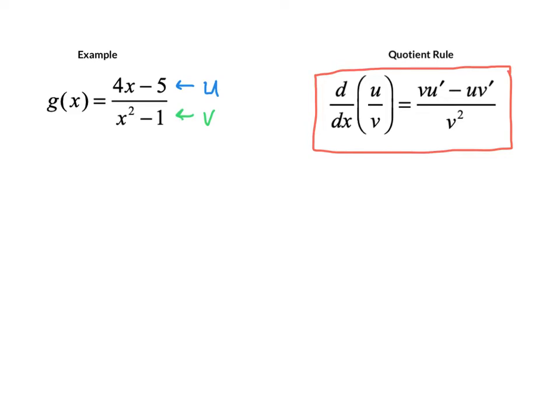Depending how comfortable you are with it, you may be able to just state the quotient rule at this point. But sometimes it helps in trickier situations to do a little scratch work and say, well, what are these derivatives u prime and v prime? And those are done with the basic rules, so power rule and that sort of thing. So u prime is 4 in this case, and v prime is 2x.